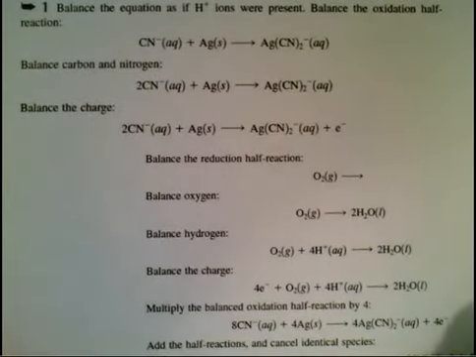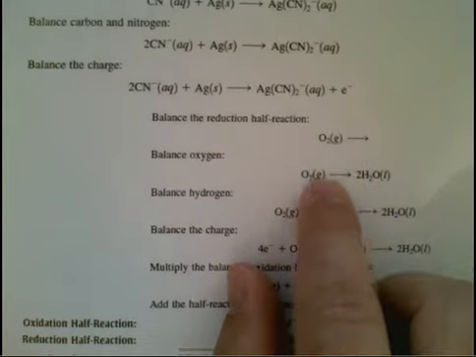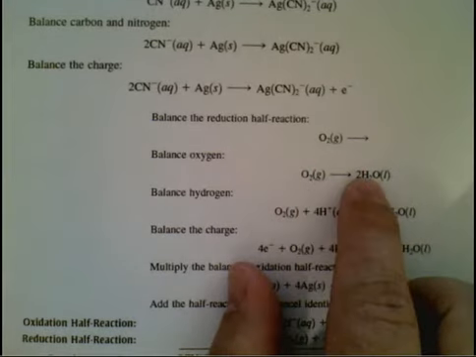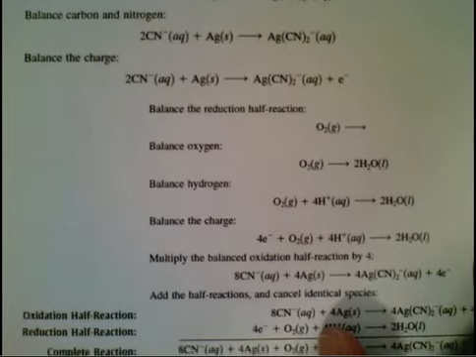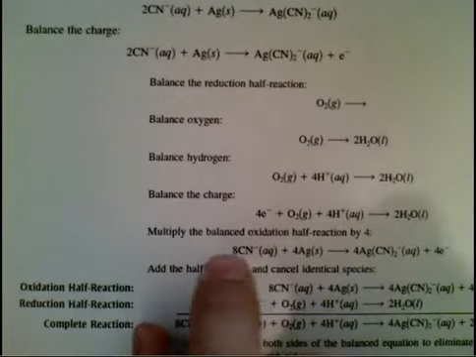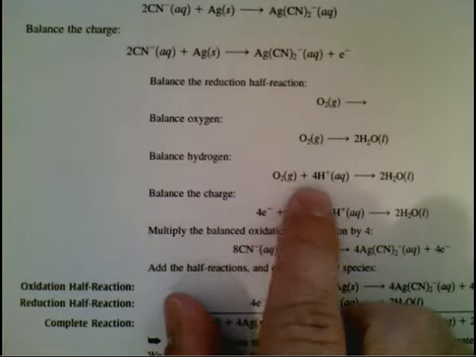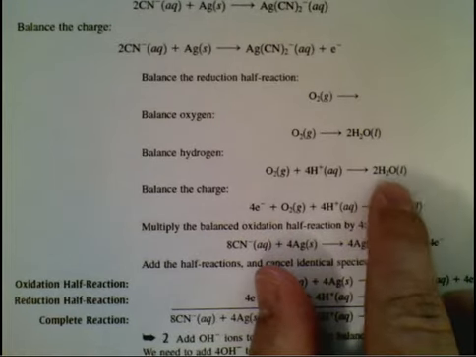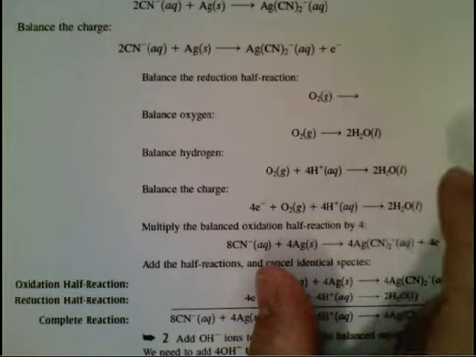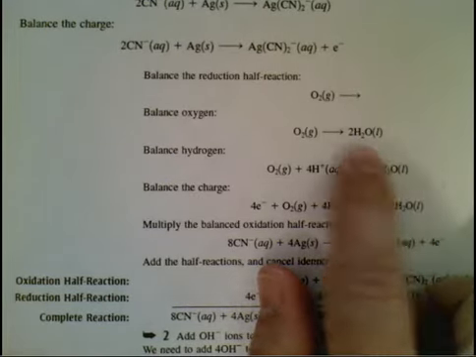When we go to balance the reduction half reaction, we have O2 in the gas form, but we need to balance that with water. So we have O2 in the gas form react to form 2 H2Os in the liquid form. Next, we're going to balance the hydrogen. We've got O2 in the gas form reacting with 4 H+1s in the aqueous form. Those are reacting to yield 2 H2Os in the liquid form. So we have liquid water, liquid water, those are going with us, 2, 2.